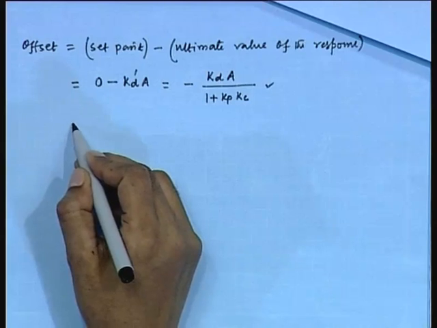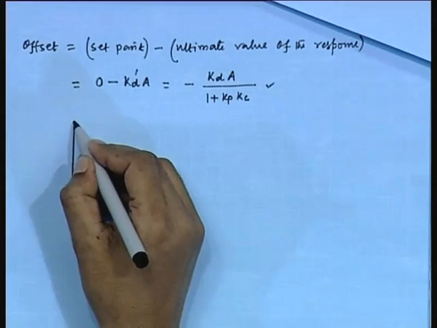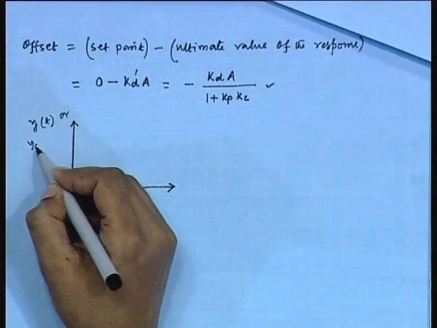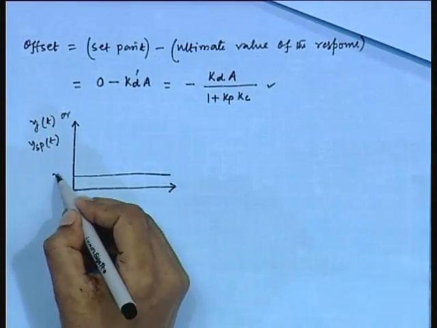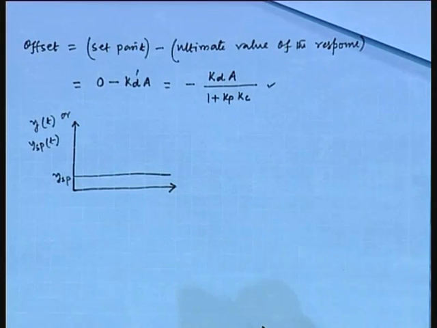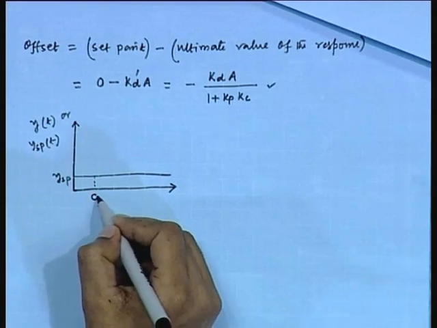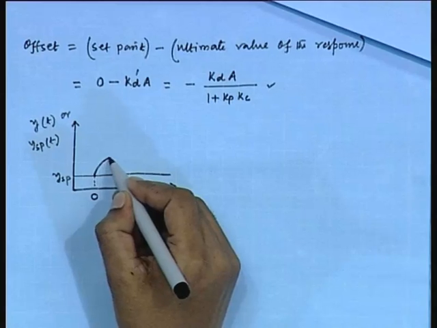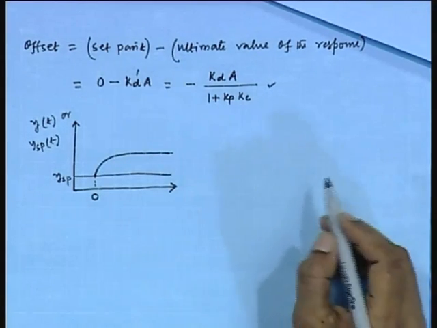Now, we will produce a plot to observe the transient behavior. We did not consider any change in y set point. So, y set point remains constant throughout the operation, but we have introduced a step change in the disturbance at time t equals 0. So, the process output changes from t equals 0. This is the process output under P control.